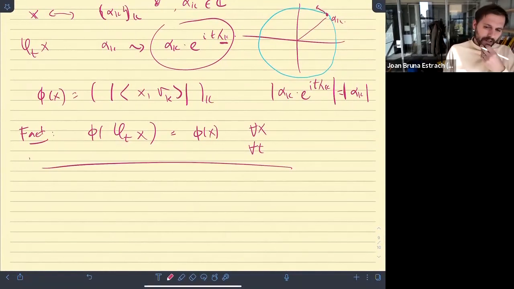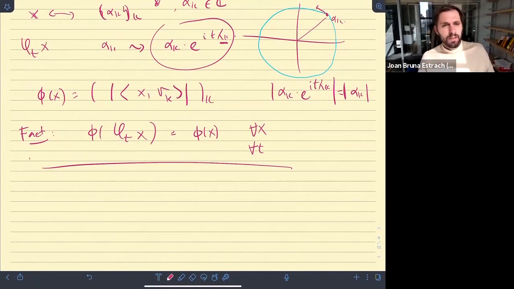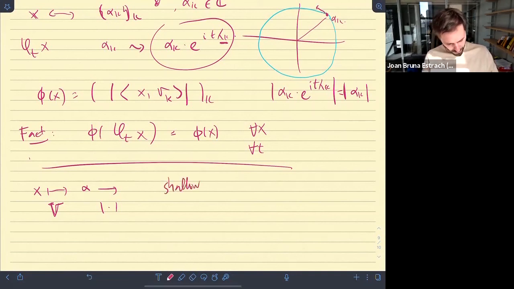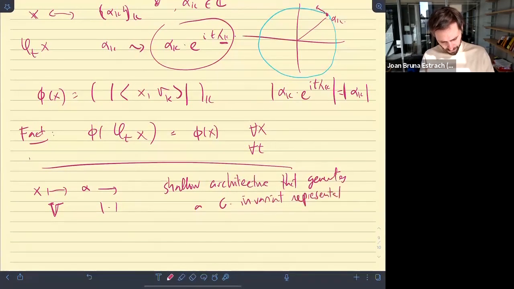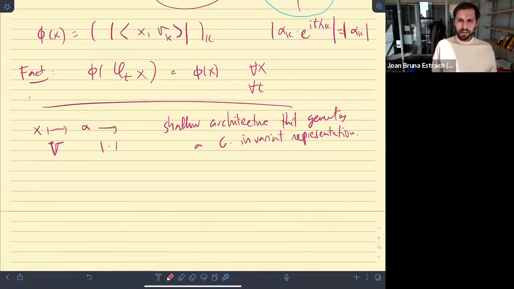There are a bunch of interesting things here. We have built an invariant representation that contains a linear step: we go from x to these coefficients, and because it's a basis, we just perform a linear transform, multiplying by v, to extract these alphas. Then from the alphas, we apply the absolute value, the complex modulus. So we have an example of a shallow architecture that generates a G-invariant representation.